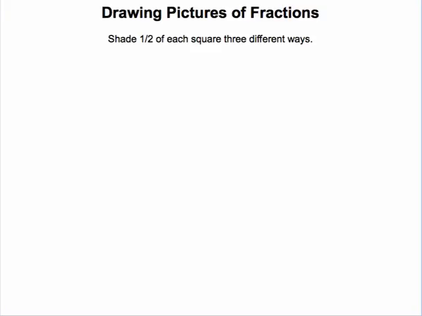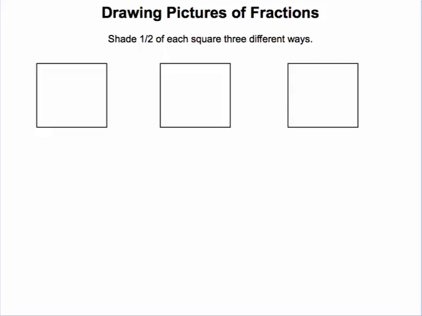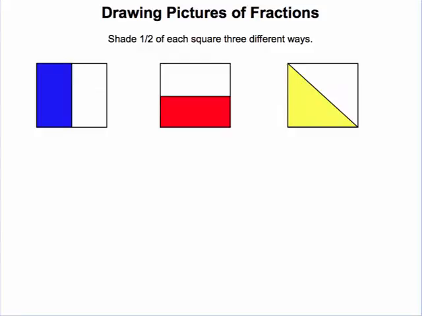So this first one, we're going to shade 1/2 of a square 3 different ways. So we've got 3 squares to start out with. We can shade it vertically in half, we can shade it horizontally in half, and we can shade it diagonally in half.